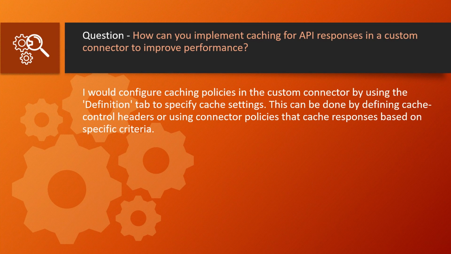How can you implement caching of API responses in a custom connector to improve the performance? So caching definitely improves the performance. In this case, you need to configure the caching policy in the custom connector by using the definition tab. There is a cache setting you can find. This can be done by defining the cache control header or using the connector policy that caches responses based on specific criteria.